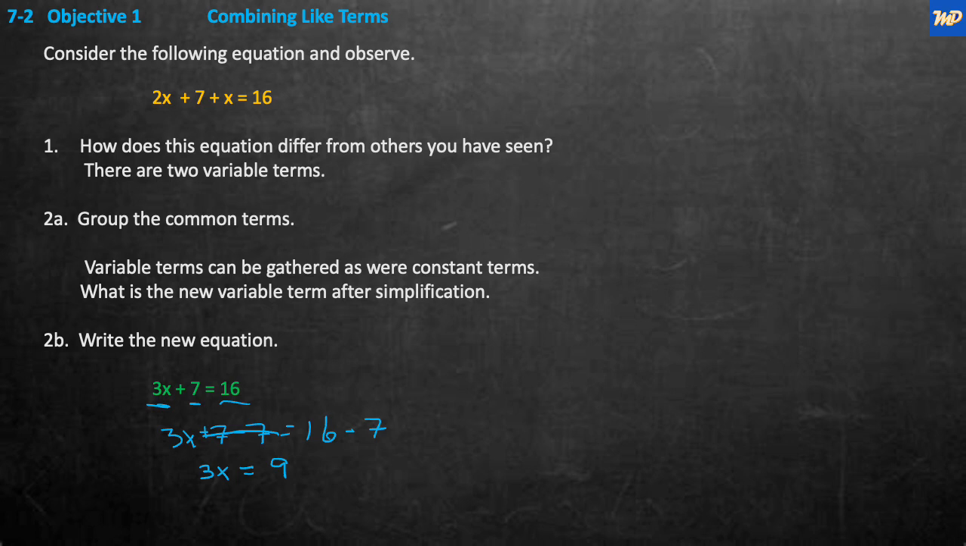Now we've got to undo the multiplication. We're going to divide or multiply by the reciprocal, or the multiplicative inverse, it's another way of saying it, of 3, the coefficient of the x variable. So we're going to say 1/3 times 3x is equal to 9 times 1/3, and that equals x equals 9 divided by 3 is 3. So that would be the solution to that problem.